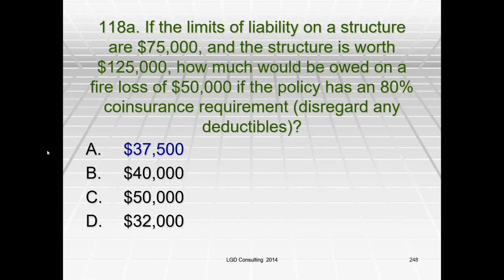So that's how much. On a $50,000 loss, the insurance company is only going to pay 37,500 minus the deductible. You have to pay the rest. So even though you had a $1,000 deductible, you got to pay more because you didn't have enough insurance.